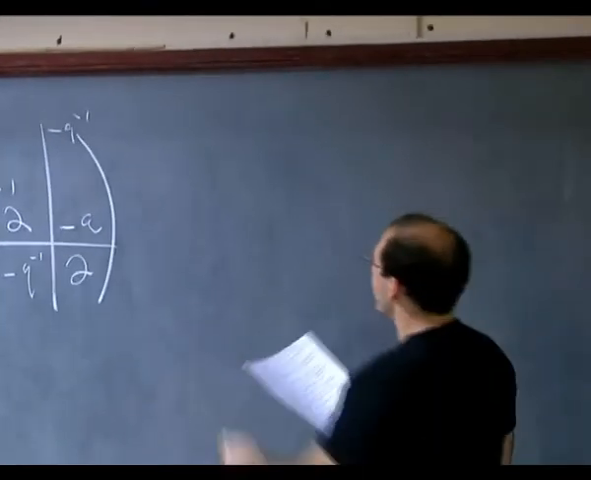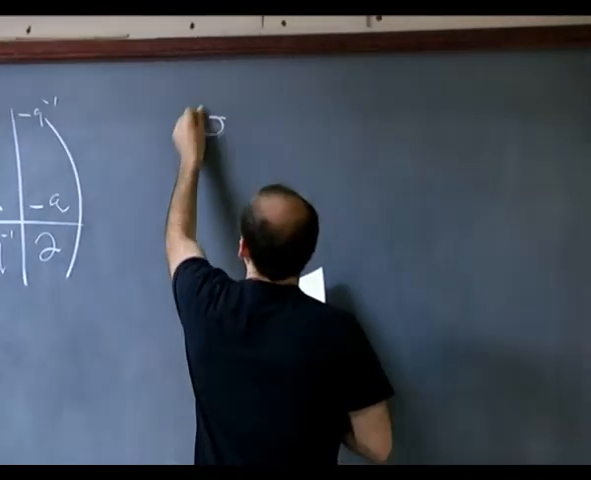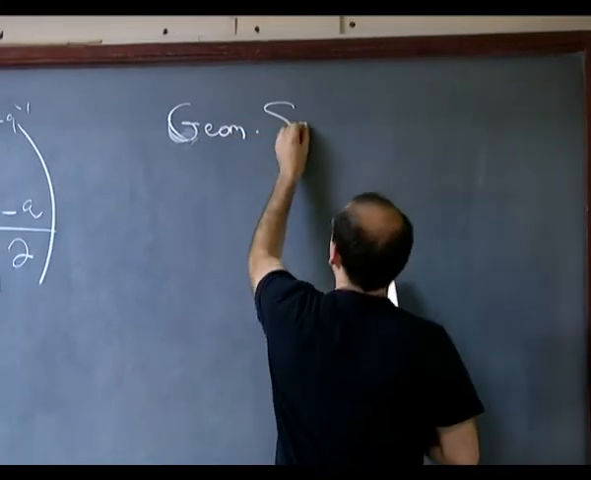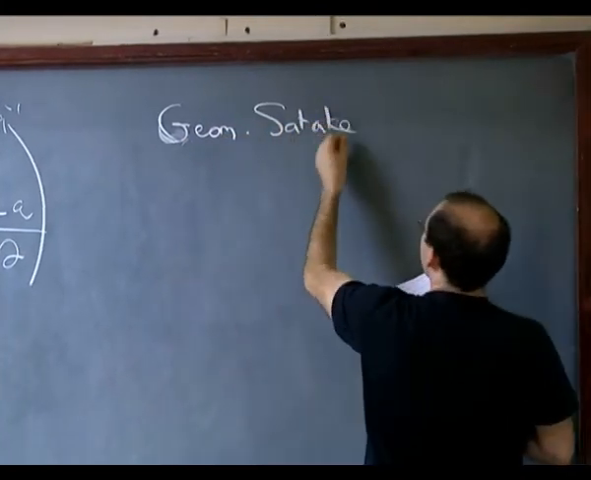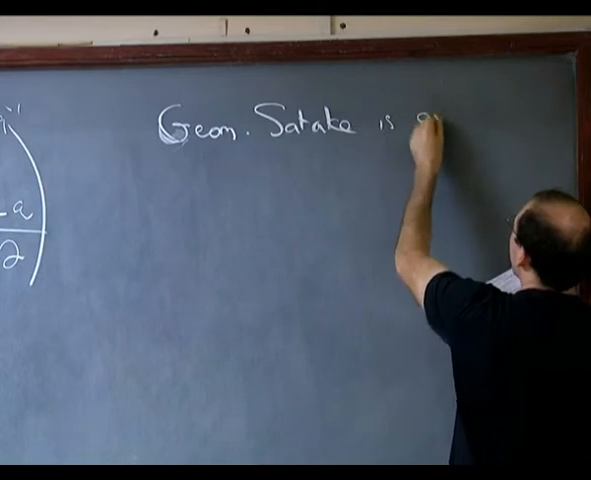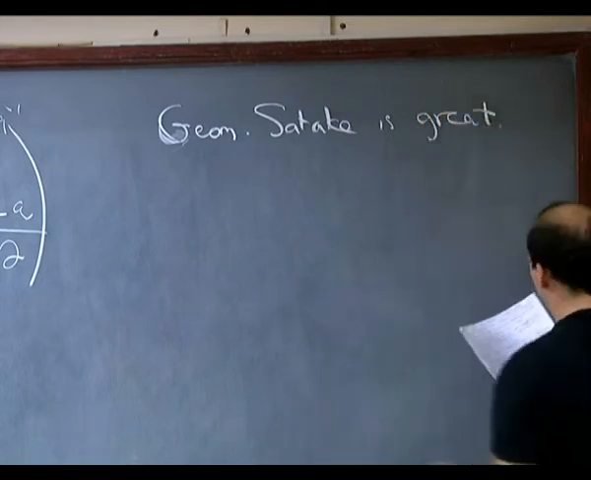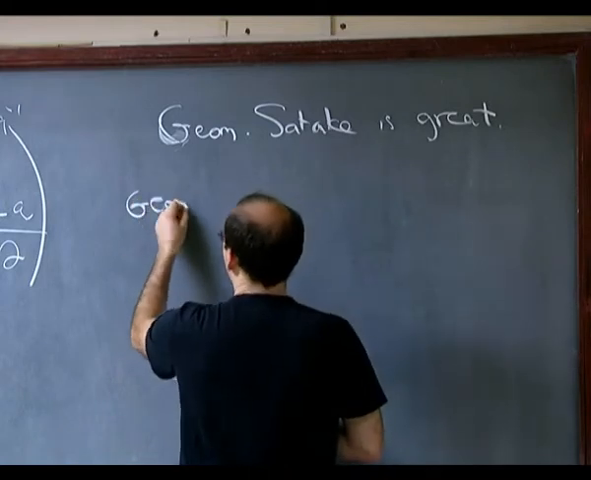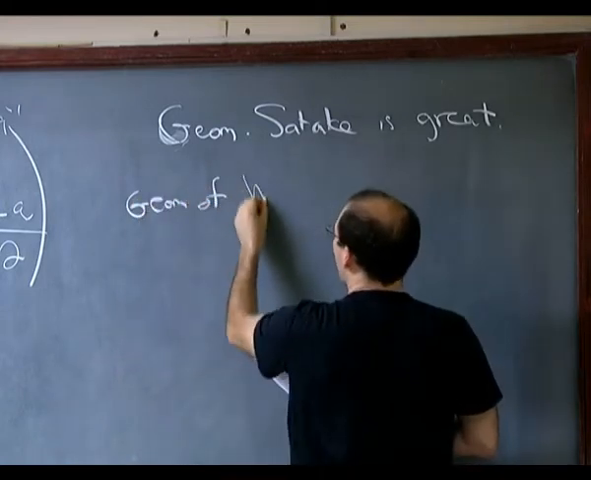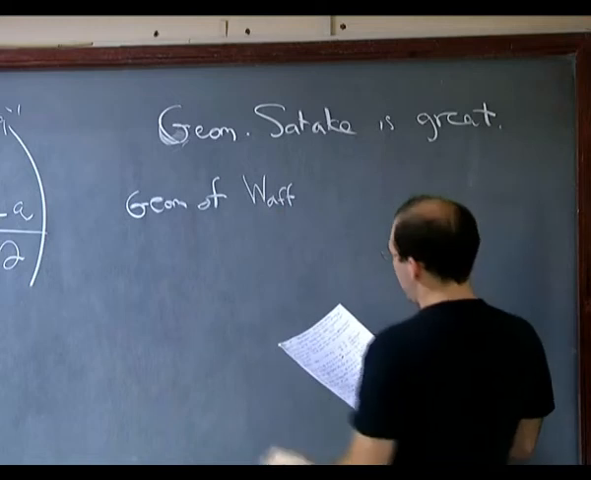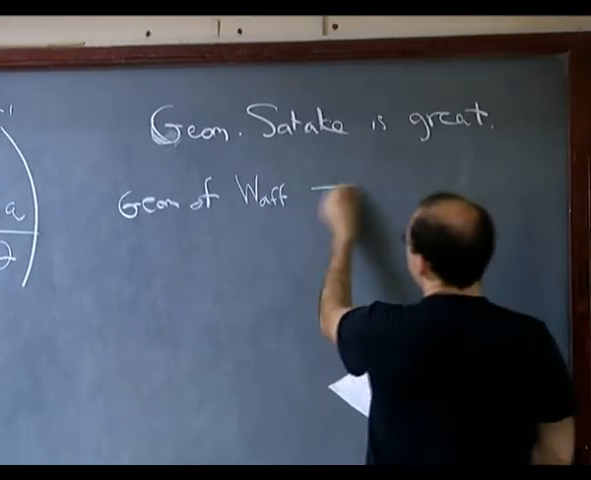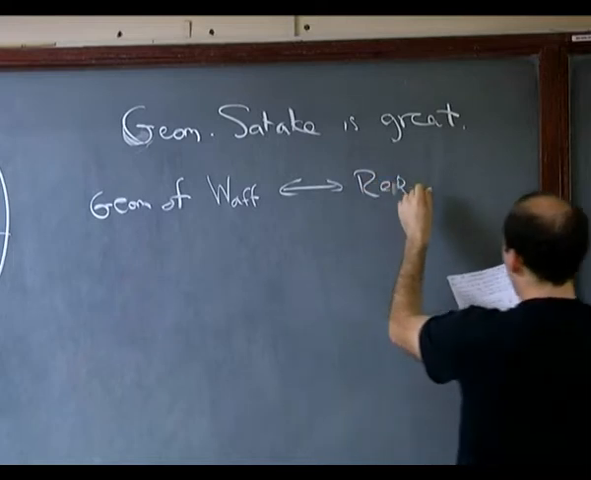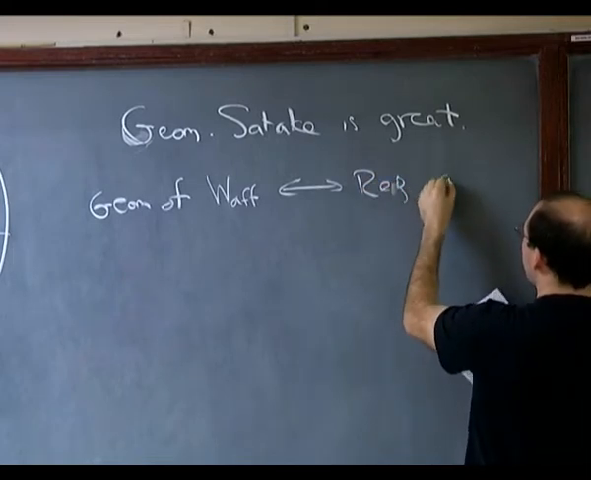It connects the geometry associated to the affine Weyl group to the representation theory of an algebraic Lie group. Geometric Satake is fun. It's great. It's awesome.